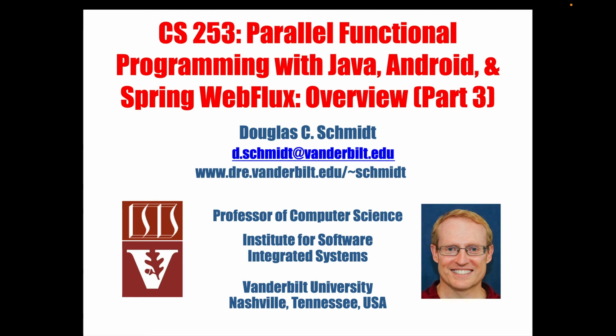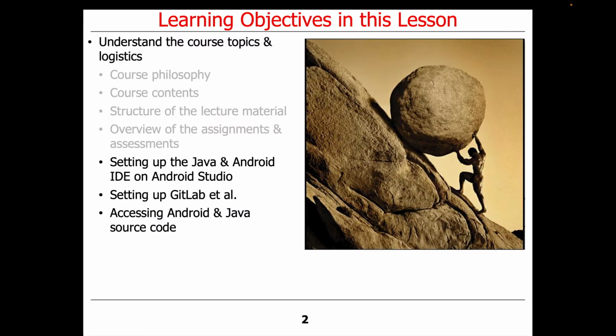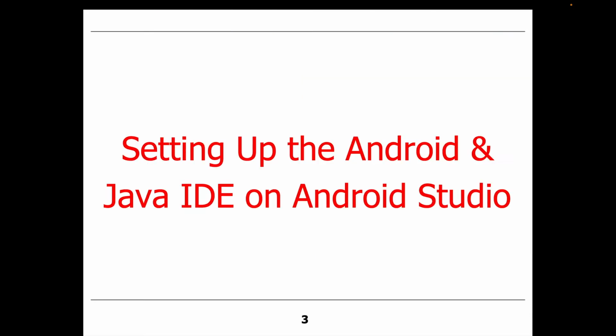So we're now going to turn our attention to part 3 of the overview of CS 253 on parallel functional programming with Java Android and Spring WebFlux. In this part of the discussion, I'll talk about how to set up the Java and Android IDE on Android Studio, as well as set up GitLab that you'll be using to store your code. And then finally, we'll talk about how to access Android and Java source code if you're interested in doing that.